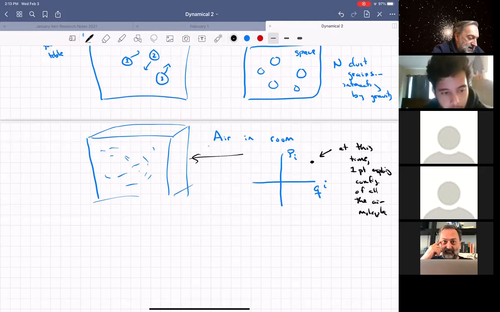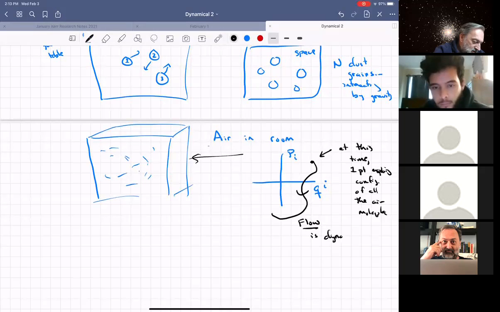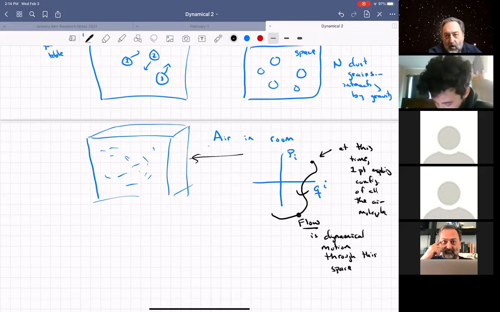And then they would be interacting somehow, and the flow is the dynamical motion through this space. So at some later time, the system may have evolved to be down there. Being down there means that the momentum are different and the positions are different, but however they're moving, the Hamiltonian dynamical system is moving under this flow.